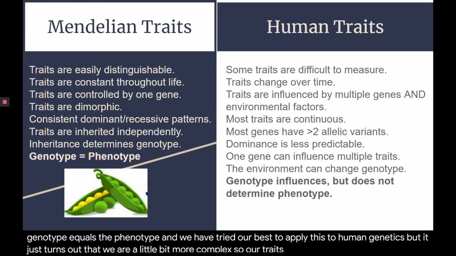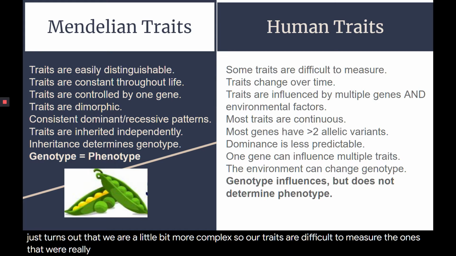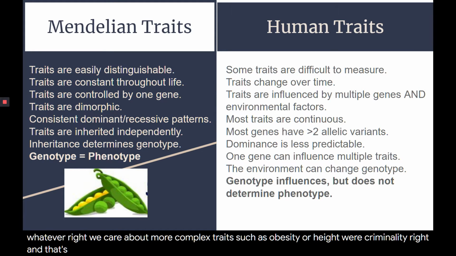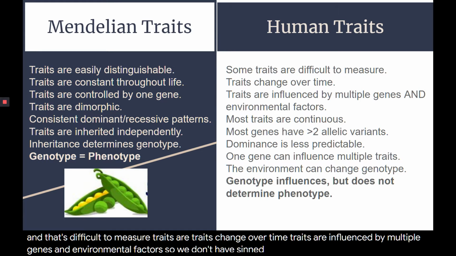So our traits are difficult to measure, the ones that we're really interested in, right? Like, who cares if you have a certain shape of fingernails or whatever, right? We care about more complex traits such as obesity or height or criminality, right? And that's difficult to measure. Our traits change over time. Traits are influenced by multiple genes and environmental factors, so we don't have simple one gene, one protein traits. Most of our traits are continuous.